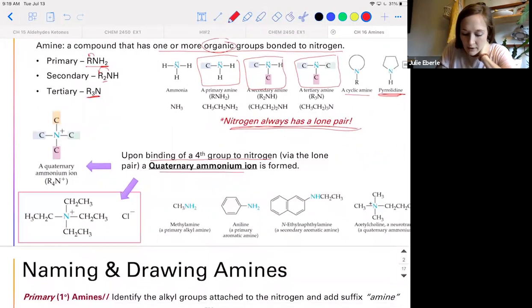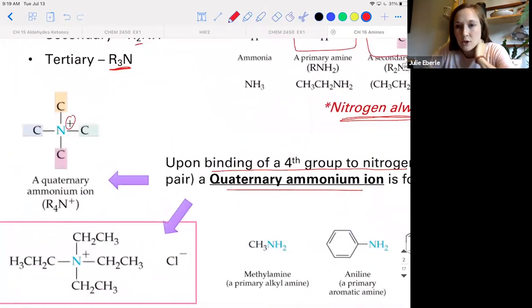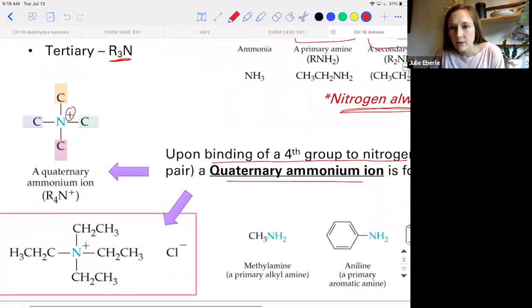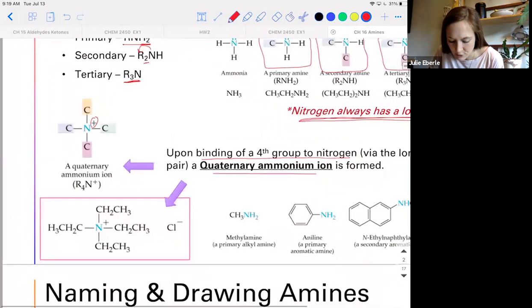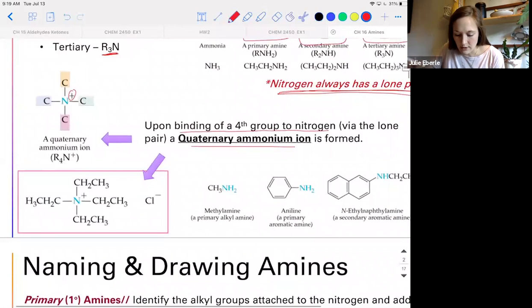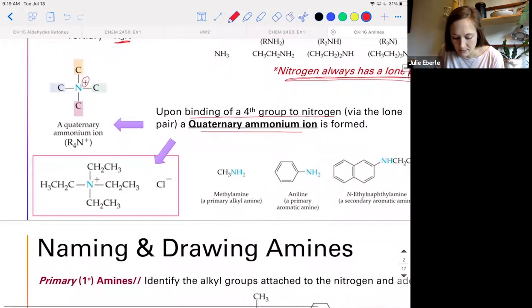All right, so that's when you've got 4 different carbon groups, 1, 2, 3, 4, all bonded to nitrogen. And now you notice that there is a plus charge on this nitrogen, okay? So technically, I'm not going to get into the electron stuff and why it has a plus charge, but it does. And here's just an example. We have all these different ethyl groups bonded to this nitrogen down here, got a plus charge.